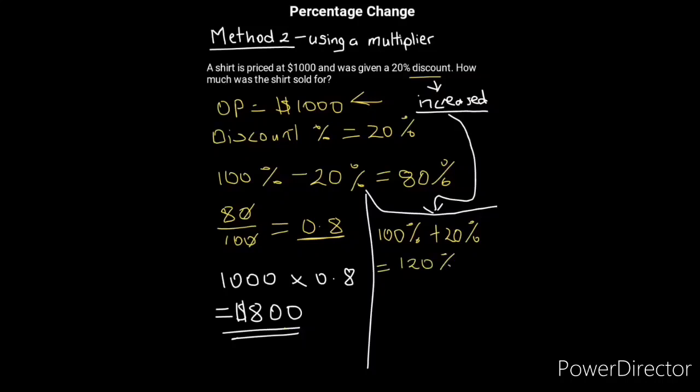120%. We know percentage always goes over 100, so we're going to simplify 120%, and we'll have 1.2 as our new multiplier. Now we'll have to multiply 1,000, which is our original price, by 1.2, which would now give us as our new selling price as $1,200. As you can see, this is higher than our original price.